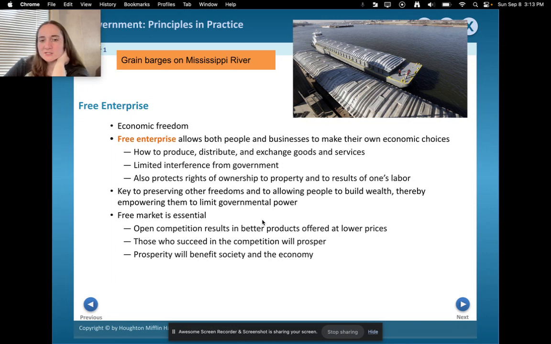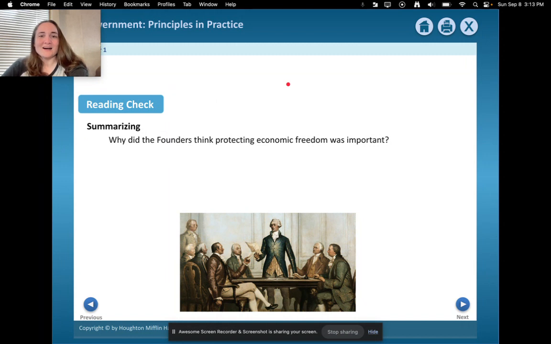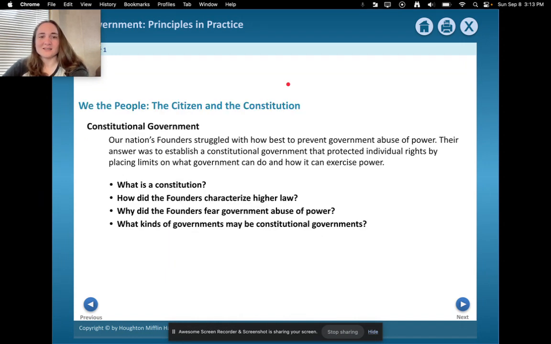So open competition results in better products offered at lower prices. Those who succeed in the competition will prosper, and prosperity will benefit society and the economy. Which is an interesting concept because in theory this would be true, but in reality, it's not this simple. All right, you'll probably learn about that in econ. That's next semester, so let's keep on rolling.